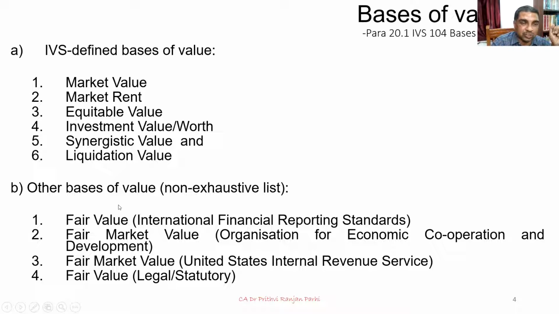And the standard also discusses some other bases of value, like fair value according to International Financial Reporting Standards, then fair market value as defined by OECD, that is Organization for Economic Cooperation and Development, then fair value as defined by United States Internal Revenue Services, and fair value defined under some other laws which are used for legal and statutory purposes. So this is not an exhaustive list. There might be many other valuation bases, but International Valuation Standard discusses the 6 plus 4, that means 10 valuation bases. Got it?